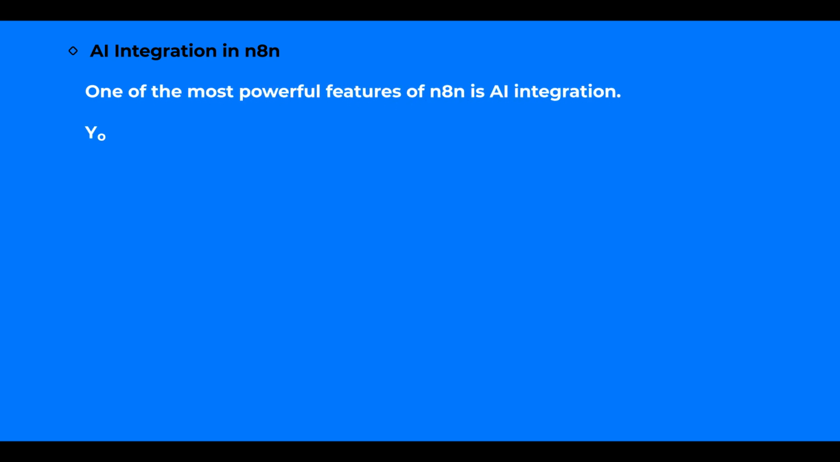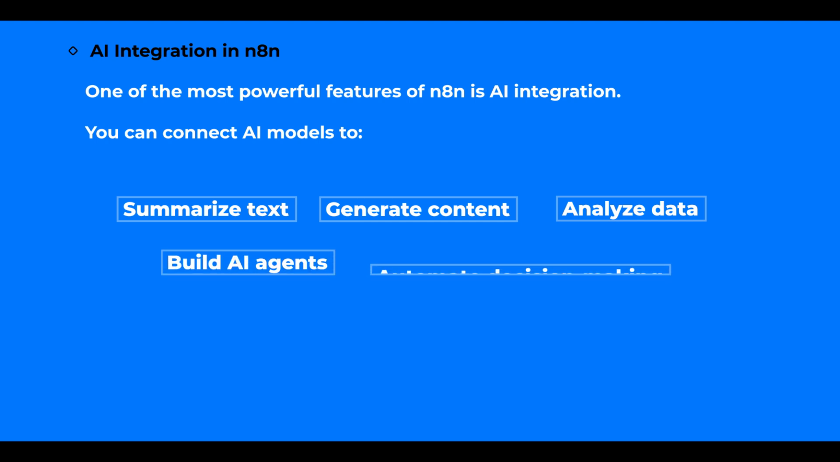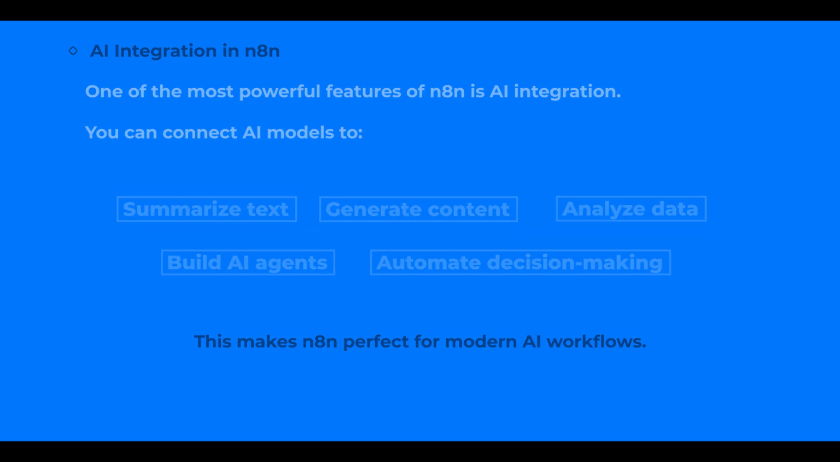AI integration in n8n. One of the most powerful features of n8n is AI integration. You can connect AI models to summarize text, generate content, analyze data, build AI agents, automate decision making. This makes n8n perfect for modern AI workflows.